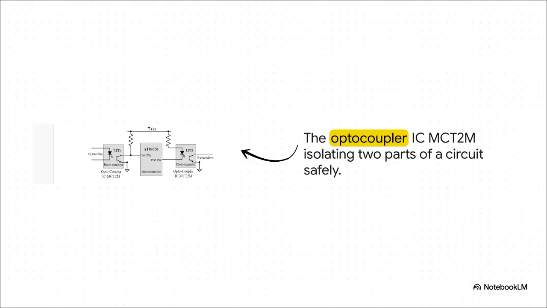Now, this setup brilliantly illustrates how embedded hardware physically protects itself. It's an optocoupler, specifically the IC-MC2M, and it safely isolates the input interface from the microcontroller. But here's the cool part. It does this using light instead of electricity. An LED converts the electrical signal into light, and a phototransistor receives it on the other side. So because there's no direct electrical connection, it totally isolates high-voltage parts of a circuit from your delicate, expensive microcontrollers.